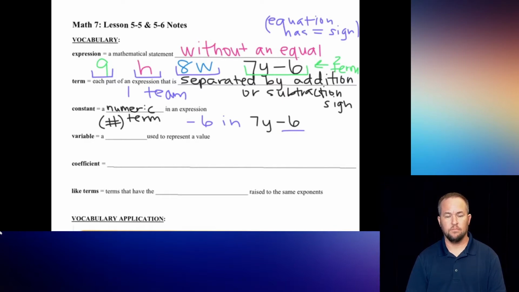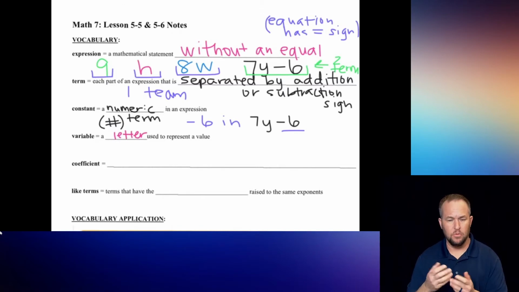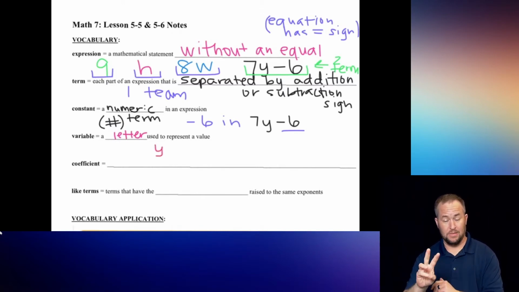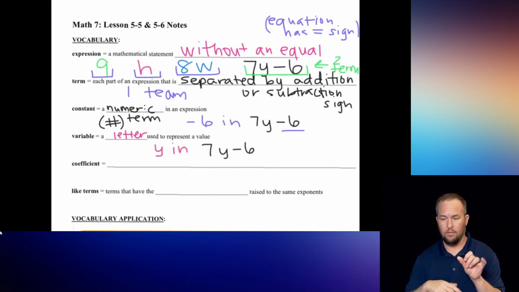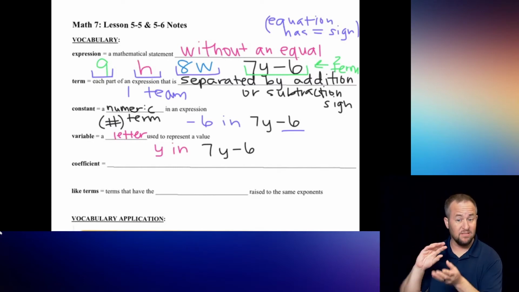Okay, and then moving right along, a variable is a letter used, which we've now seen lots of variables this chapter and even before. So in our original expression, 7y minus 6, it is the y. Now we've seen constant. We know the constant is just the number. The variable is just the letter.